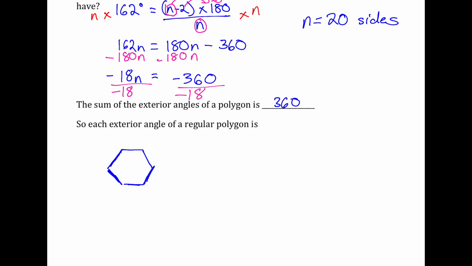And I really can't draw a hexagon that well. But exterior angles are these little extensions that I'm going to measure. Oh, that was bad. Just basically extend each of these lines a little bit.